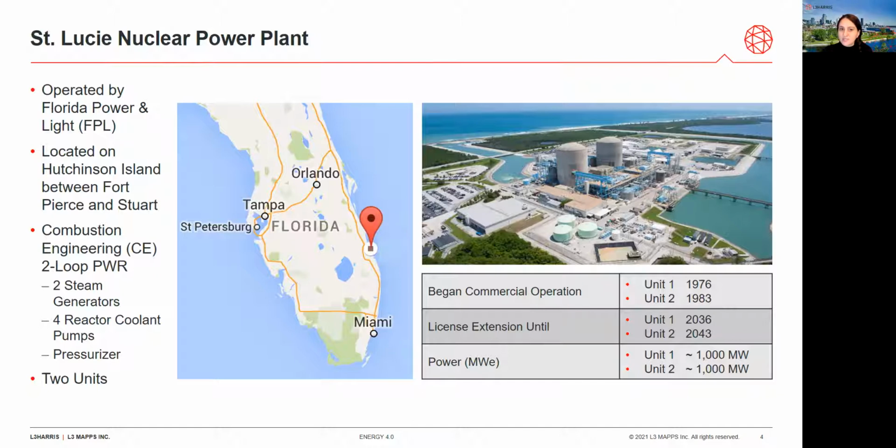It is a combustion engineering two-loop pressurized water reactor, including 2 steam generators and 4 reactor coolant pumps. It consists of 2 units. The units began commercial operation in 1976 for Unit 1 and 1983 for Unit 2. They have recently received a license extension until 2036 for Unit 1 and 2043 for Unit 2.